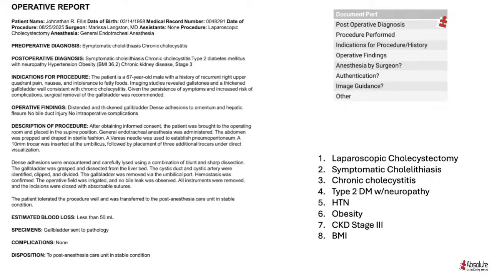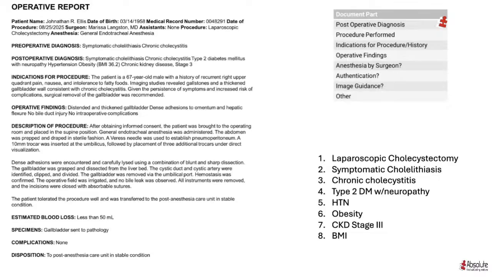Operative findings: distended and thickened gallbladder, dense adhesions to omentum and hepatic flexure. No bile duct injury, no intraoperative complications. Description of procedure. After obtaining informed consent, the patient was brought to the OR and placed in the supine position. General endotracheal anesthesia was administered. The abdomen was prepped and draped in sterile fashion.